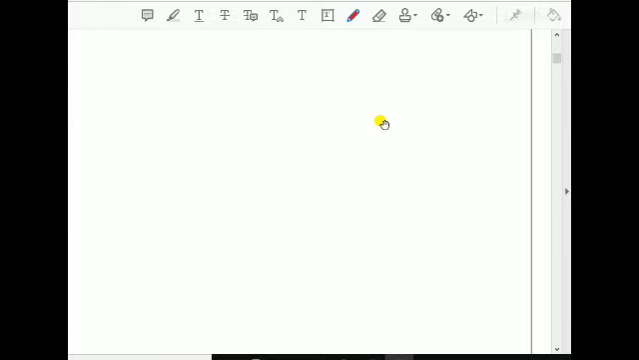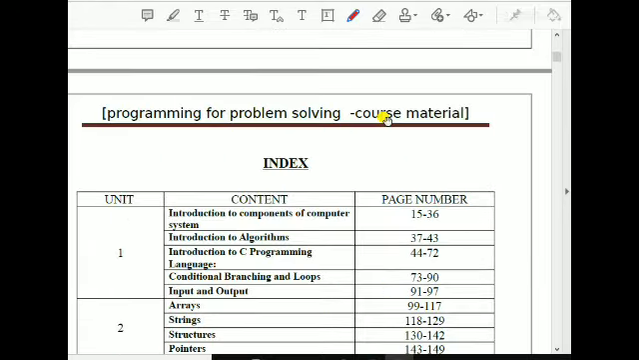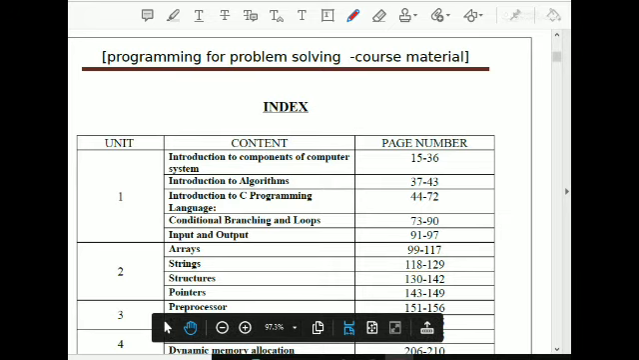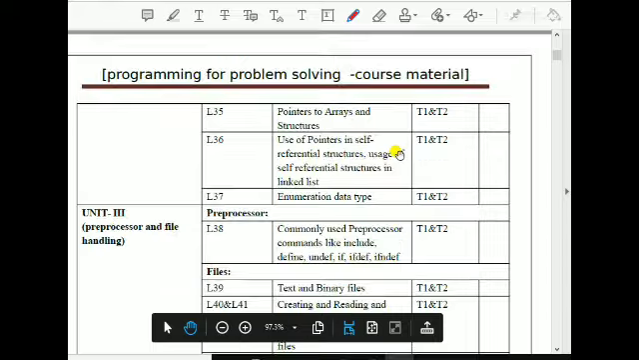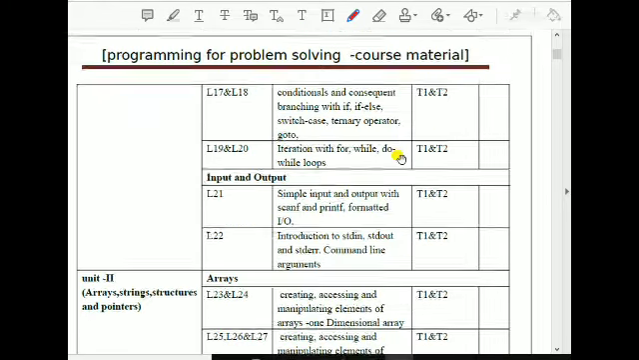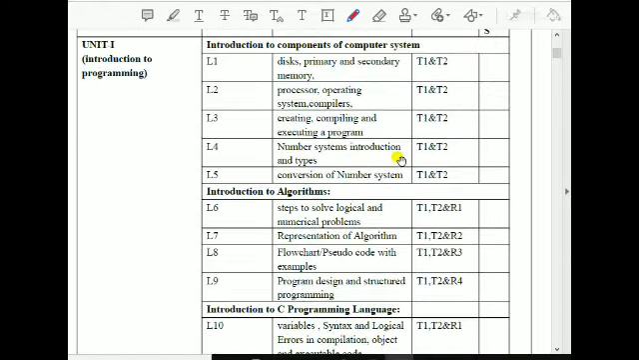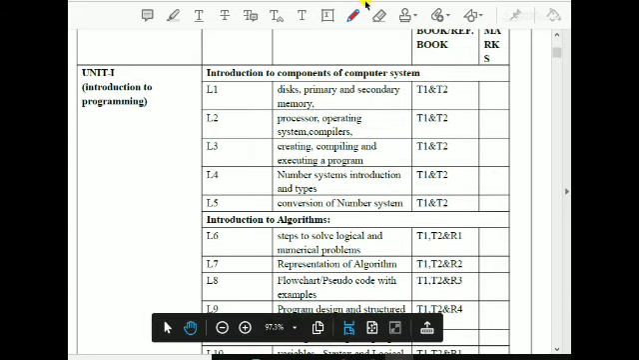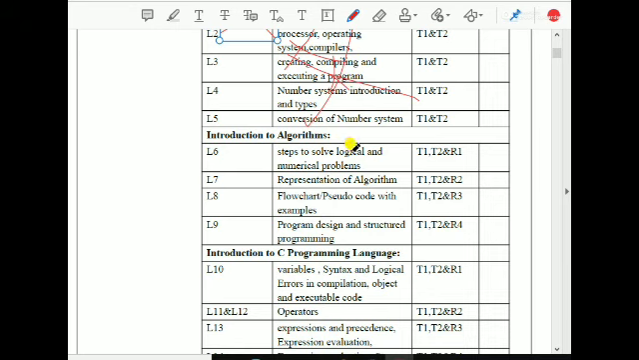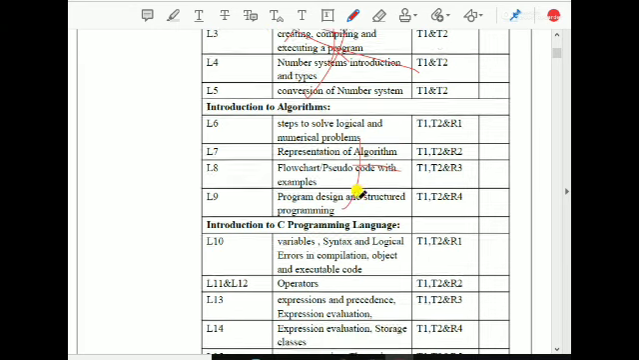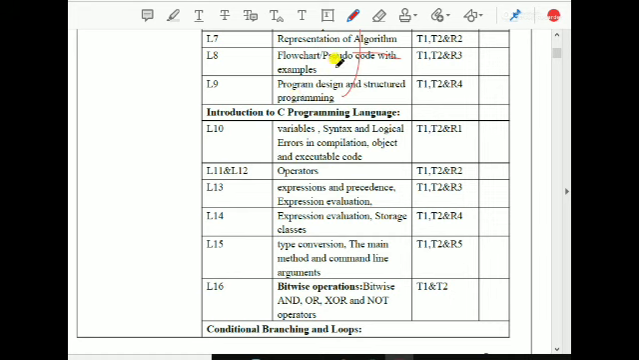See, from here only the index will come, and here I will show. See, unit 1, I think this only. No, it is unit 2, I think. This is unit 4, this is unit 2, and this one is unit 1. See, I will show you what to study in unit 1 and what not to study. Remove this one, preprocessor, don't study this. Remove all this, and remove this all also. For long answers I am saying remove all that because they will not come in exam.